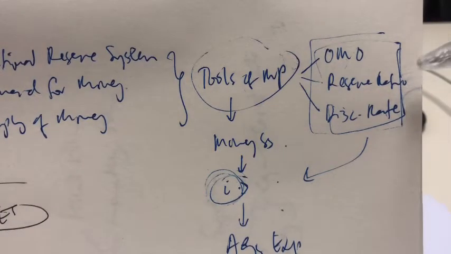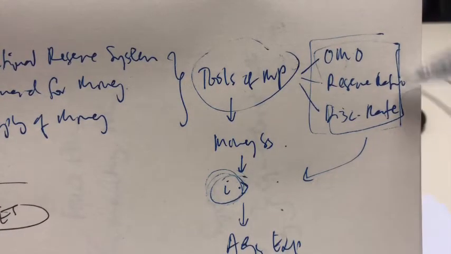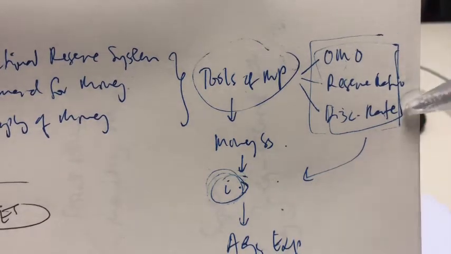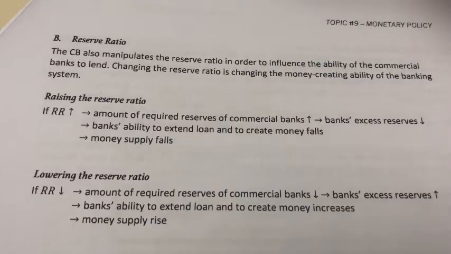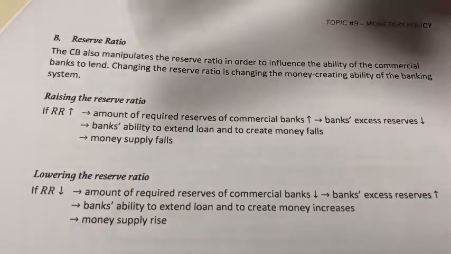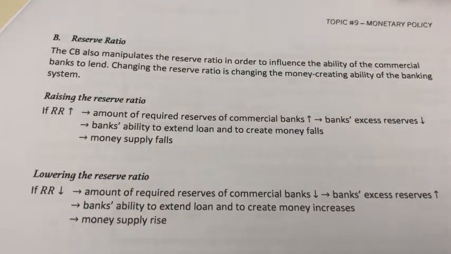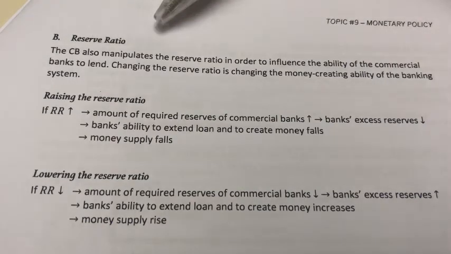Now let's look at the second and third tool of monetary policy, reserve ratio and discount rate. For reserve ratio, I'm just going to show you the lecture notes because I think it's relatively straightforward. Here you can see that the central bank also manipulates the reserve ratio in order to influence the ability of the commercial banks to lend.